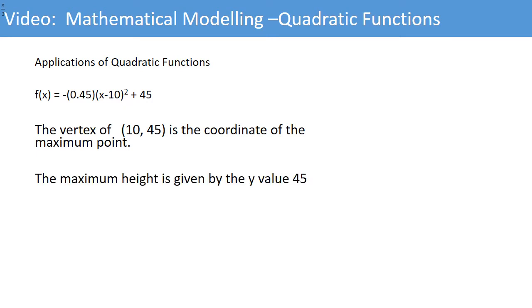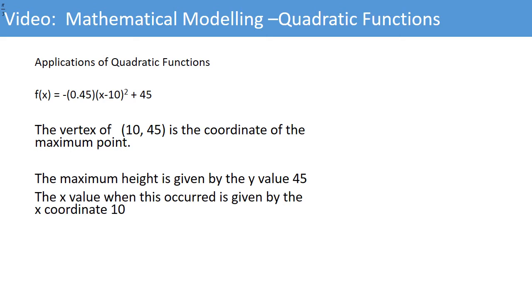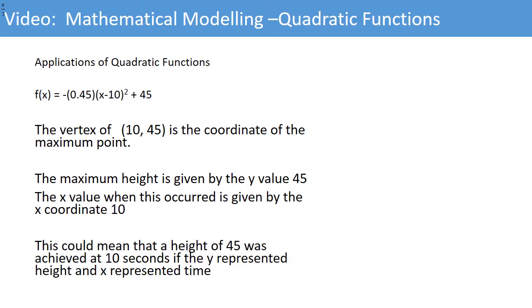Now, the maximum height is given by the y value of the coordinate. So the maximum height is 45. The x value occurs when y is 45, so the x value is given by the coordinate 10. This could mean that a height of 45 was achieved at 10 seconds if the y represented height and x represented time.